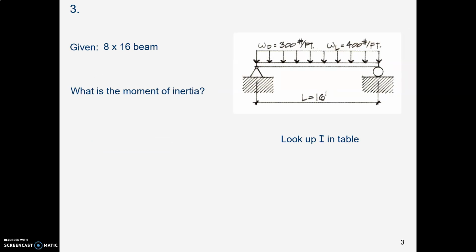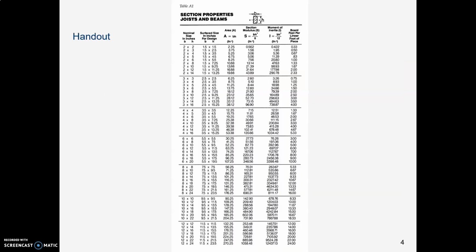Okay, now let's look up one of the numbers we're going to need, the moment of inertia. And remember that moment of inertia is stiffness of a shape. So we're going to look that up in our lumber table. It looks like this. You have this in a handout. You've gotten this one before, I think, but here it is again in a handout. This is the properties of wood timbers.